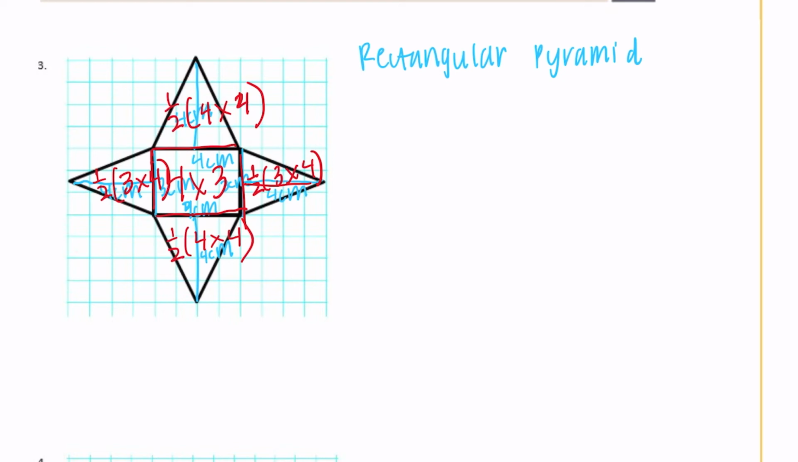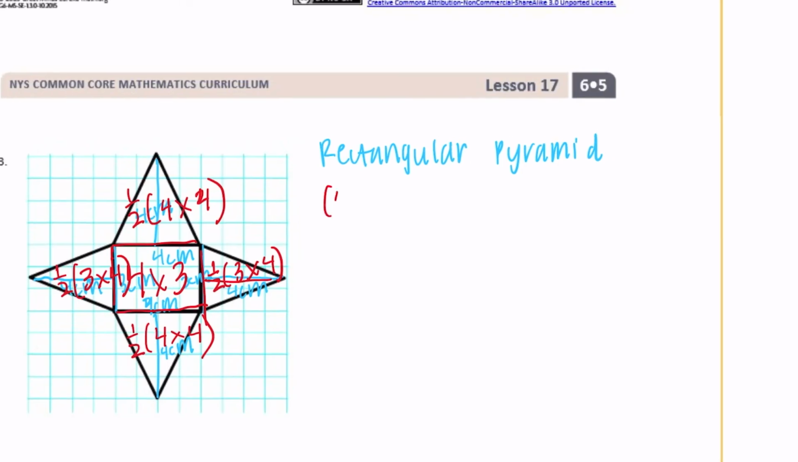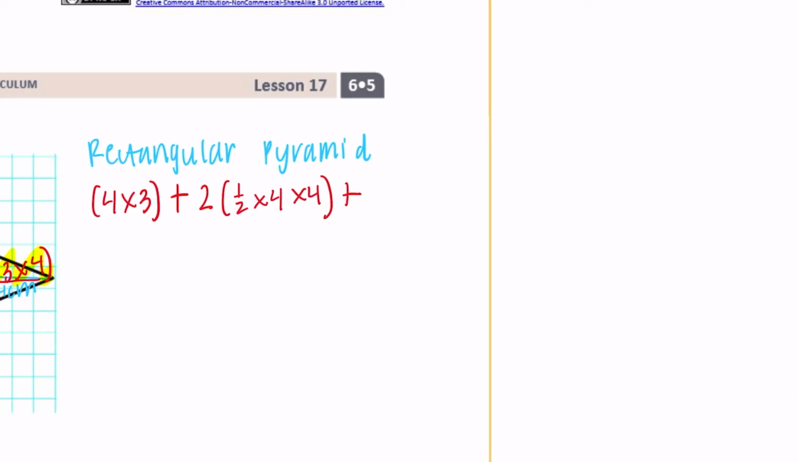So let's write that as an expression. So I'm going to start with the rectangle because there's only one. So we have 4 times 3 plus, sorry, this got a little messy. These two are the same, 1/2, 4 times 4. So I'm going to do plus 1/2. Actually, there's 2 groups of them. So I'm going to write it 2 times 1/2 times 4 times 4. Plus, then I also have these two that are 1/2 times 3 times 4. So 2 groups of 1/2 times 3 times 4.